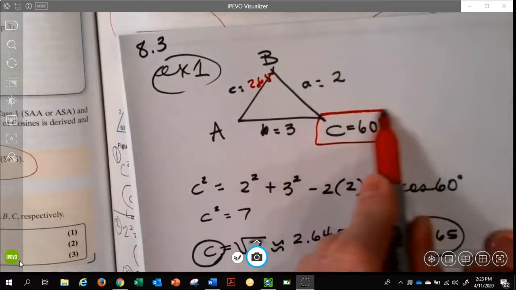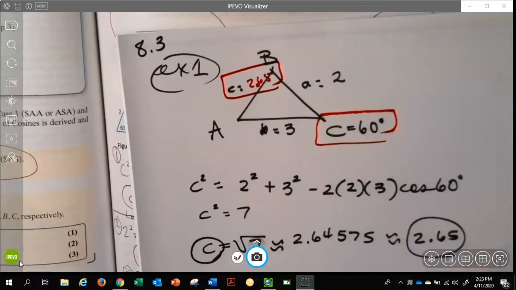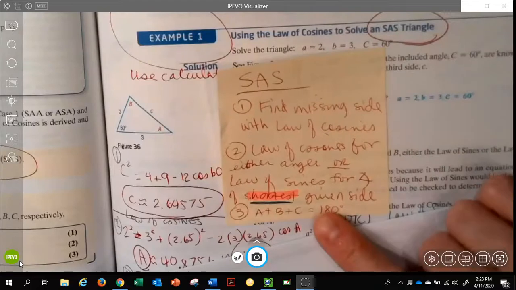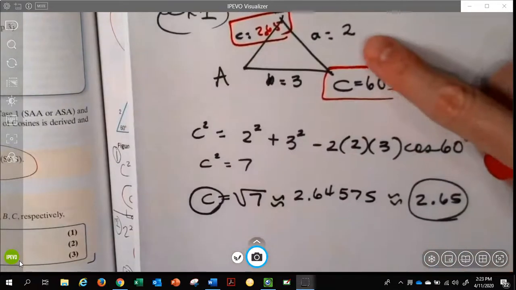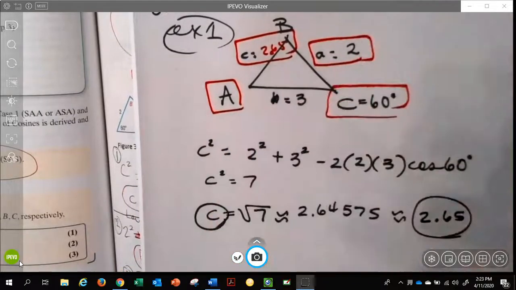We're going to have our 60, and it's our created opposite side. So I hope we did it right. And then we're going to find, as I mentioned in the notes, the shortest given side. So the shortest side is 2. So I'm going to go find angle A because it relates to the shortest side.